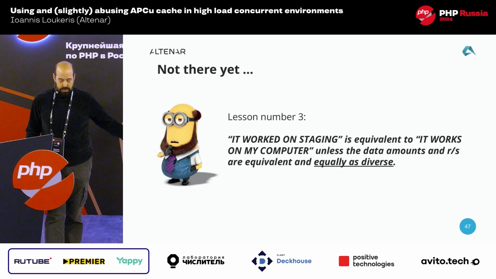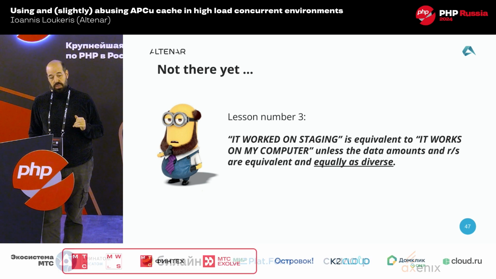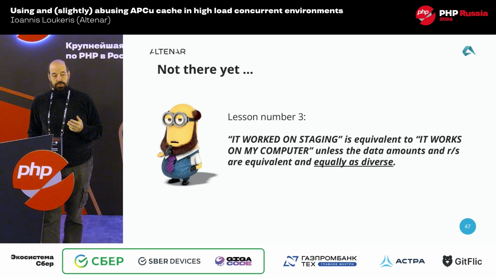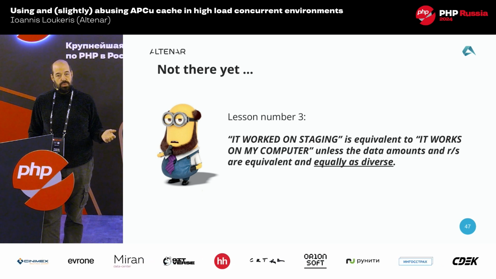Lesson number 3. It worked on staging is equivalent to it works on my computer, unless the data amounts and requests per second are equivalent and equally as diverse. Because of course I had tested this on staging, of course I had put a lot of data in it, but it was the same data again and again. And it somehow worked.